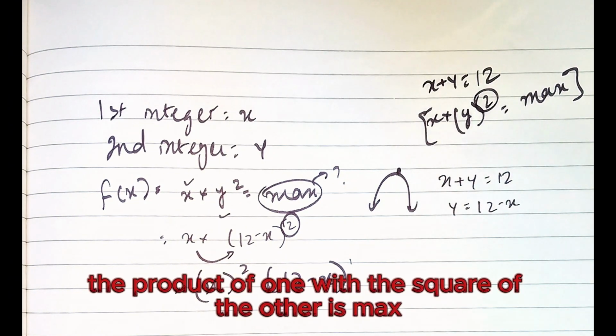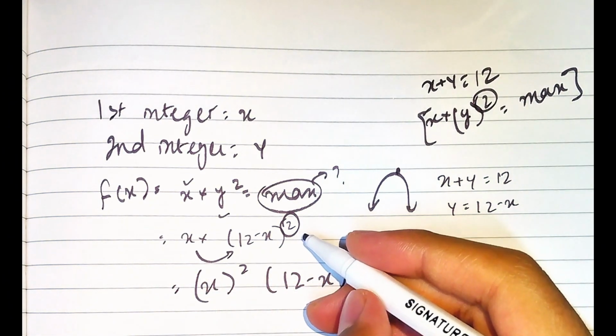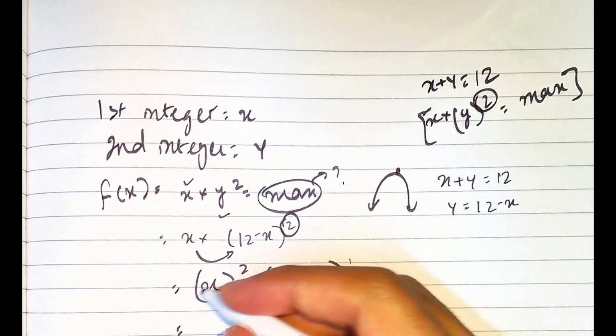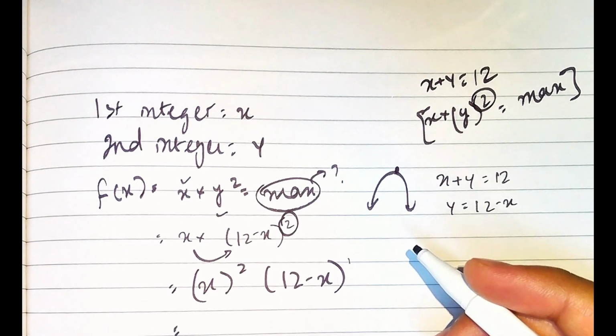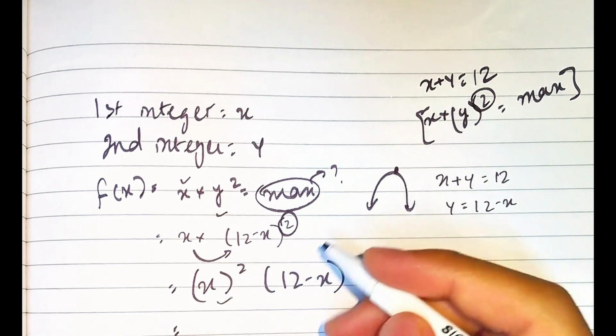The question says that you have the product of one with the square of the other. It is not specifying that you have to make the second variable a square, so we can take any of the variables and square it. You can take 12 minus x whole square and solve for it, but things are going to get messier and you will be stuck in some steps and it will take a long time. So my choice will be x square because it only has x. Okay, so now let's continue.